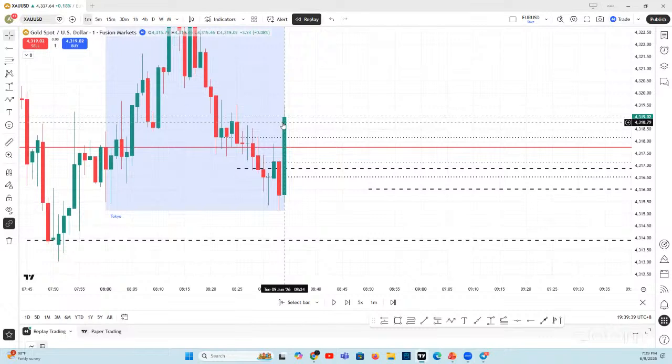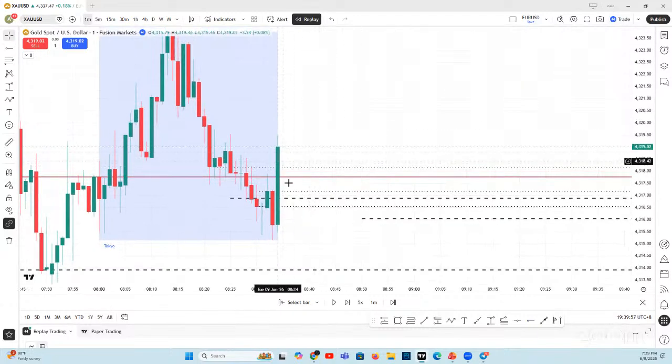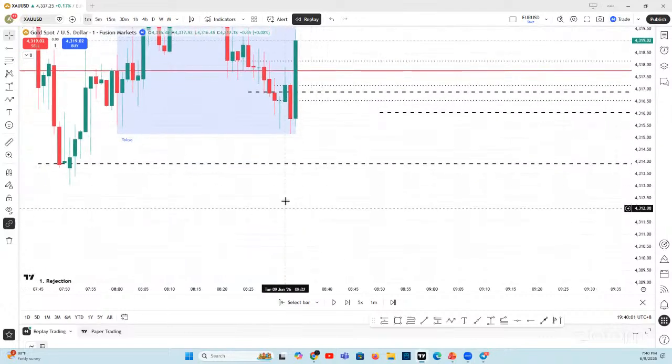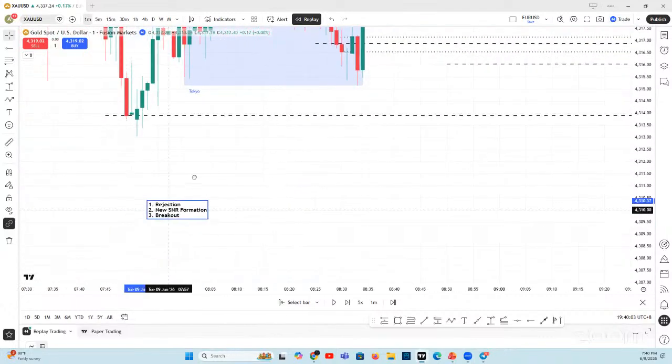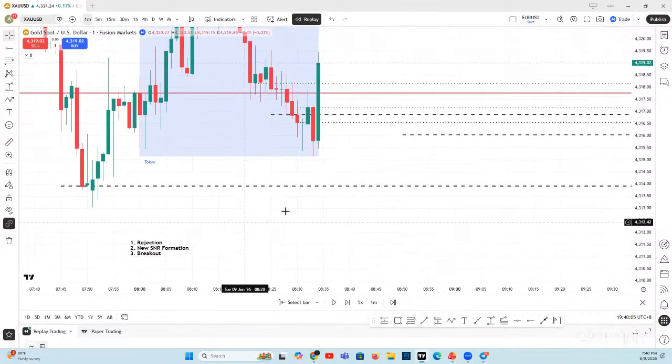There, it broke it. So you need to buy on the close. It broke this, and now it even broke this one. So all this is now support. Resistance becomes support, right? From this point on, guys, do you think all these steps are done? Rejection, new SNR, breakout.